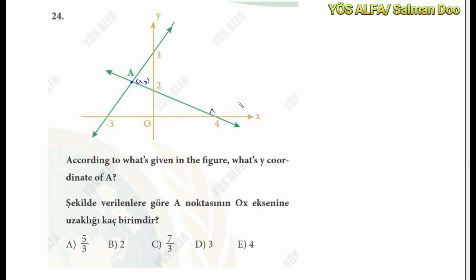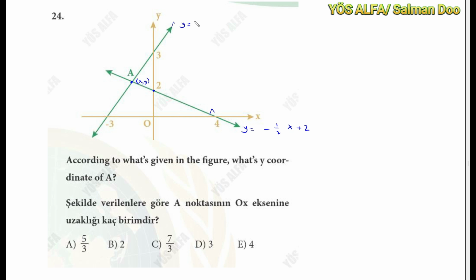So we'll first find the equation of this line. The slope of this line is rise over run. Since the rise is 2, the run is 4, and the line is going in this direction, we have a negative slope. 2 over 4 is negative half, so y is negative half x plus, when x is equal to 0, y is equal to 2. So we got the first equation.